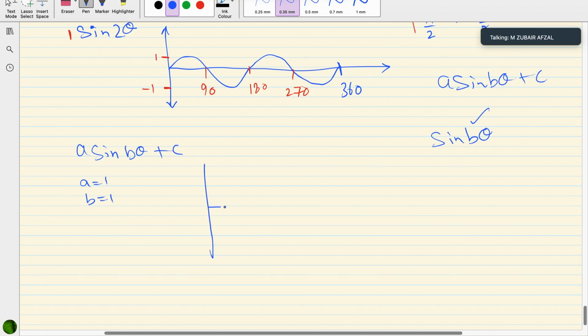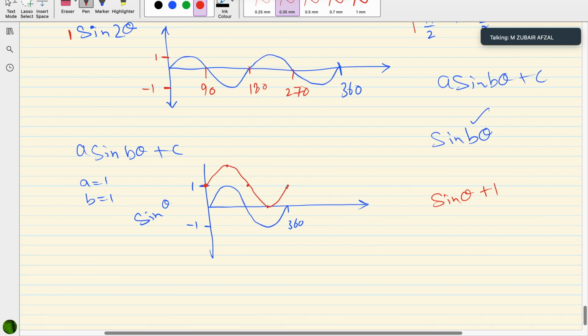If I draw sine theta, this will look like this. And sine theta will be 1, minus 1, and 360 or 2 pi. But what happens when we draw sine theta plus 1? This plus 1 actually means the whole graph is going to move 1 unit upwards. So this point at 0 rises to 1, this point at 1 rises to 2, this point at 0 rises to 1, minus 1 rises to 0, 0 rises to 1. You add 1 to every value, and this is your new graph.